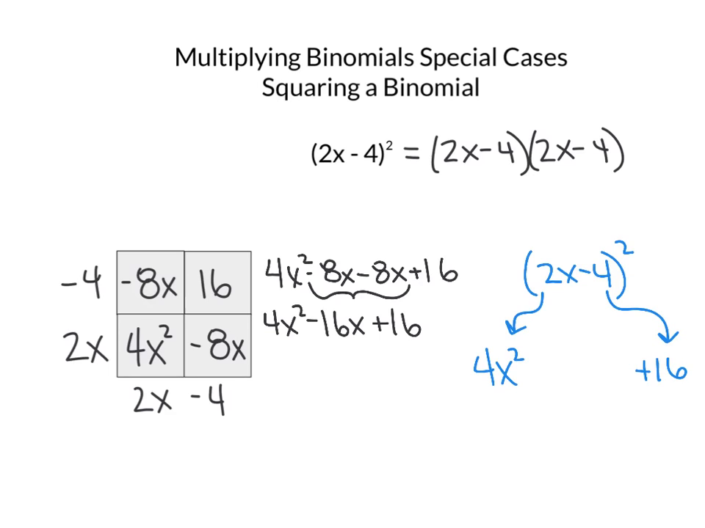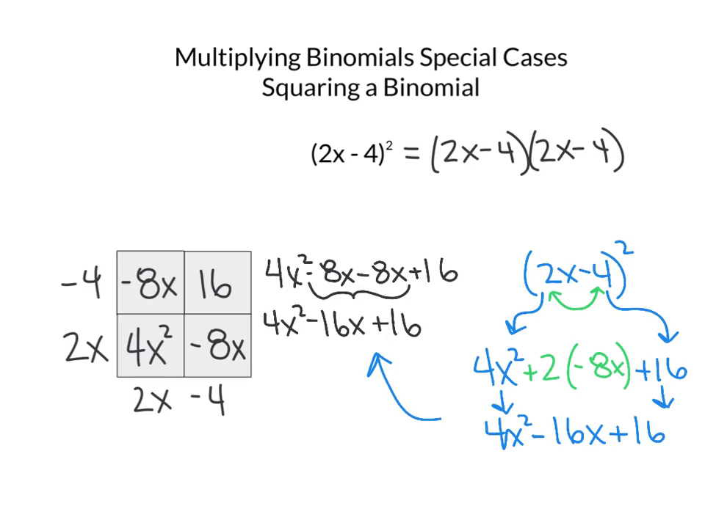Then for that middle value, I'll look to each of these. I have to multiply the 2x times the negative 4, and then I have to double it. So I'm going to do plus 2 times parentheses. What's 2x times negative 4? That's negative 8x. And then I go down and I bring down my 4x squared. 2 times negative 8x is negative 16x. So since it's negative, I'm going to write minus 16x. And then I bring down my plus 16.